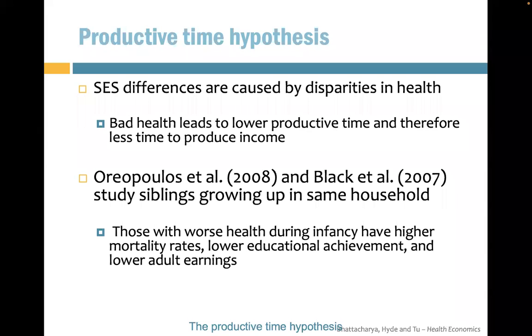Do we have any evidence in support of this? The answer is yes. There are 2 studies that look at siblings growing up in the same household, and they find out that those with a worse health during their infancy will have a higher mortality rates and lower educational achievements and lower adult earnings. Okay, so this is a different direction. It is because it looks at SES outcome that is triggered by different level of health in their infancy.